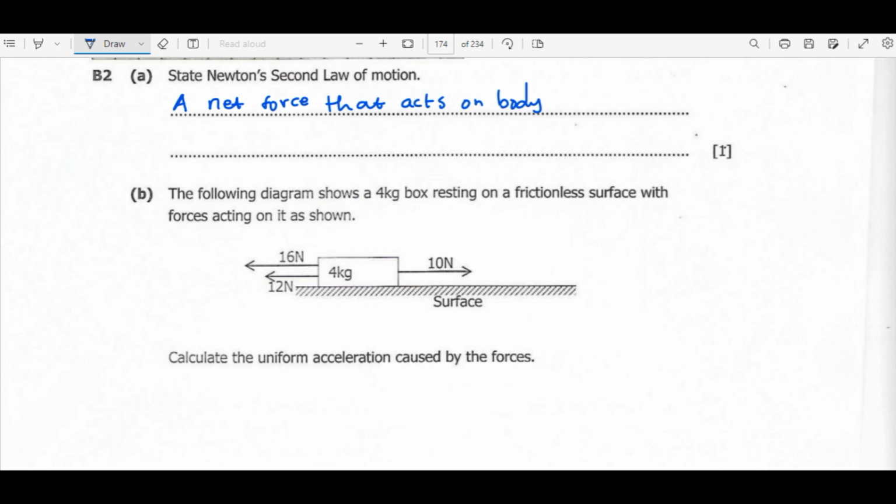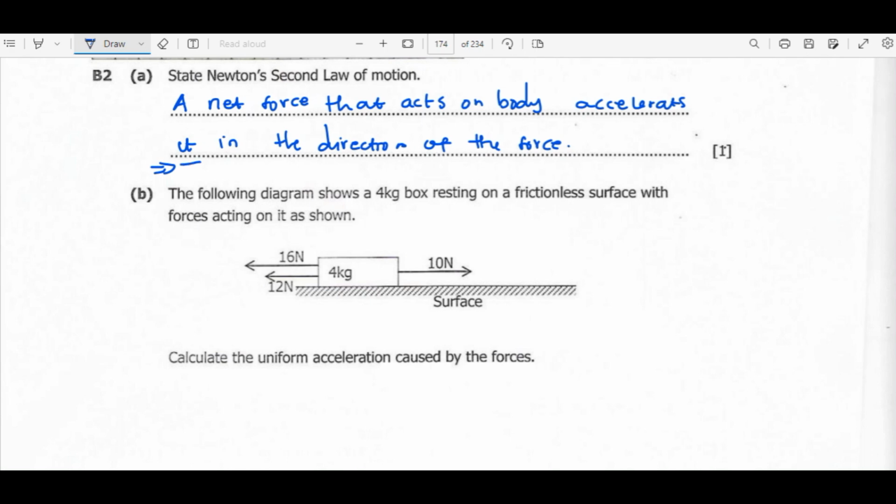We'll say that acts on a body, accelerates in the direction of the force. Okay, then if you want, we can add some information, or the simplest definition that we can just give is that the acceleration is directly proportional to the net force and inversely proportional to the mass being accelerated.